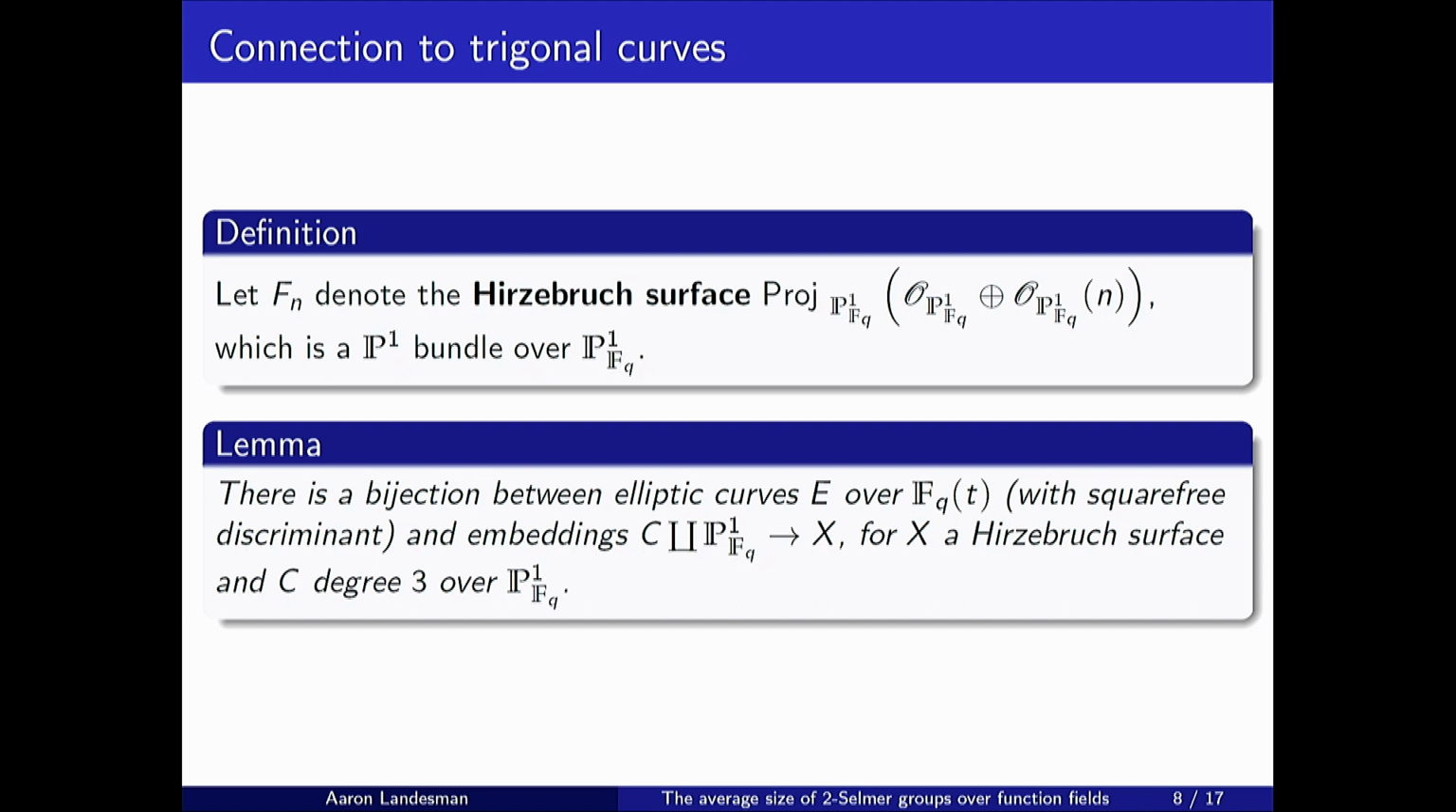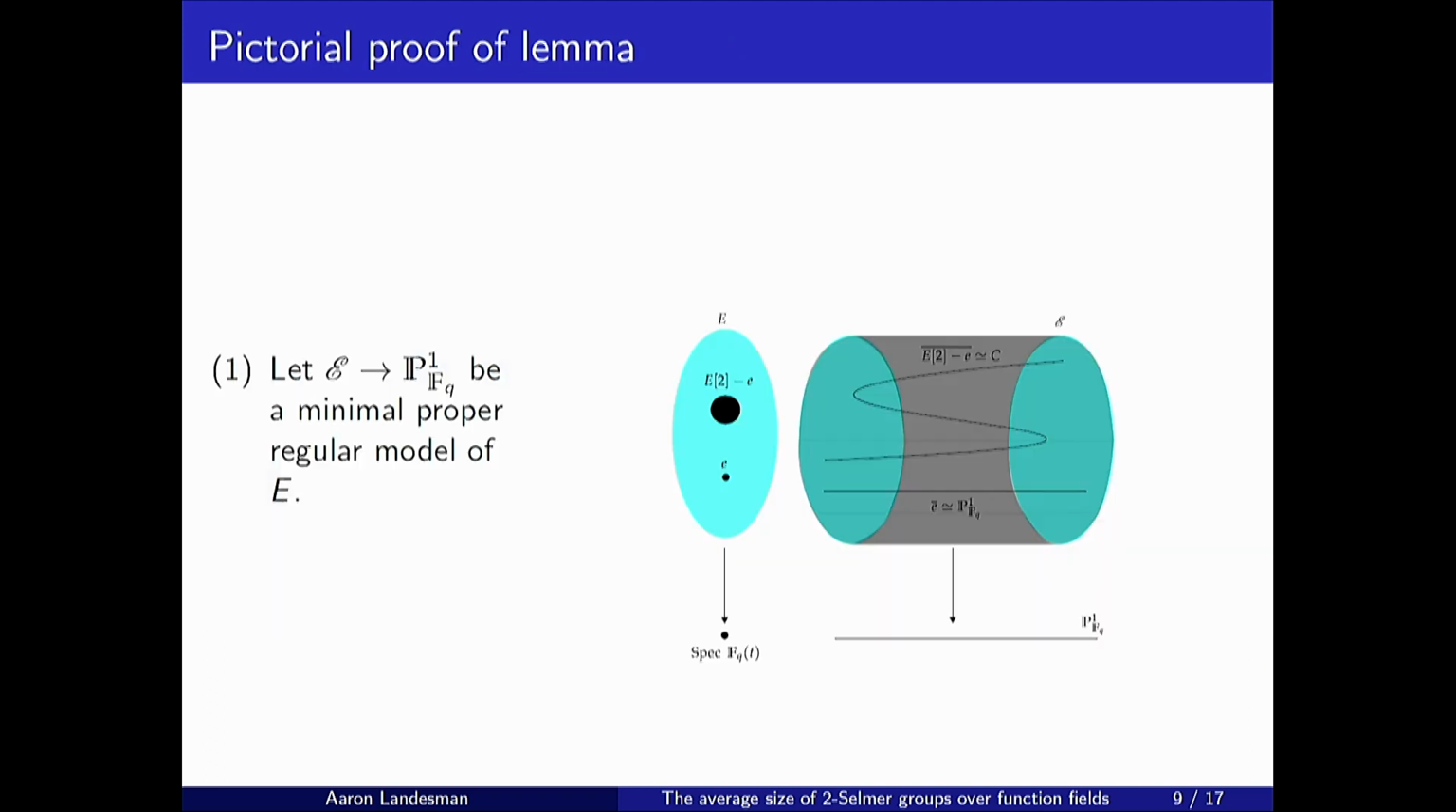elliptic curves over a function field, and embeddings from a degree 3 cover of P1 into a Hirzebruch surface. So let's see why that is. So here's the proof idea. We want to start with an elliptic curve over a function field and get out a degree 3 cover of P1 inside a Hirzebruch surface, not meeting a copy of P1.